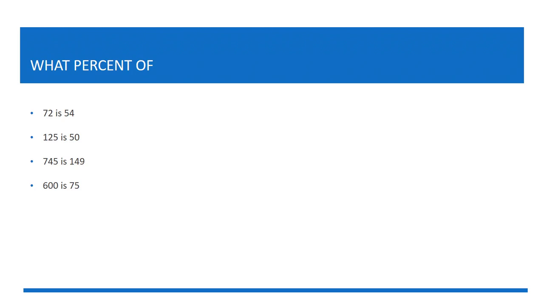See, what percent of 72 is 54? Right. Here, see, let the percentage be x. How can you calculate? It's very simple. So x is equal to 54 by 72 into 100. You will get the answer.